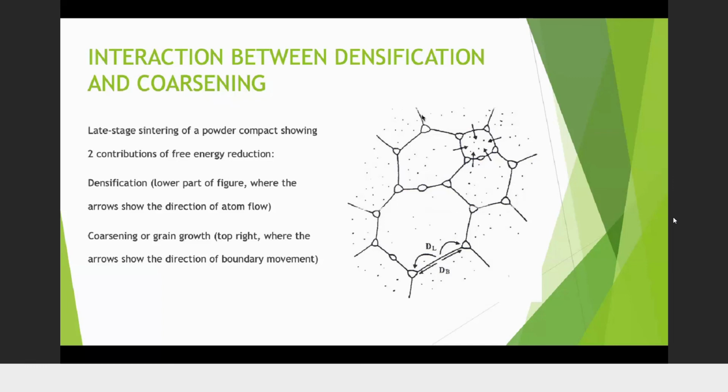And also when you are preparing your ceramic body, it is important to understand that when you prepare the powder, it is already playing a part in how you can control the final microstructure. And also compacting your ceramic body will play a part in your final microstructure.